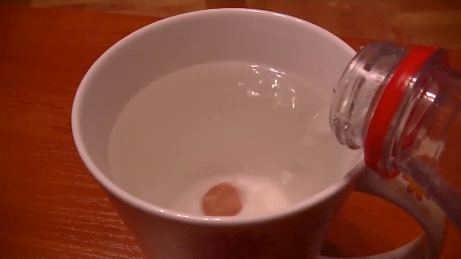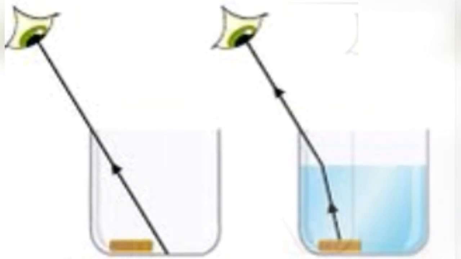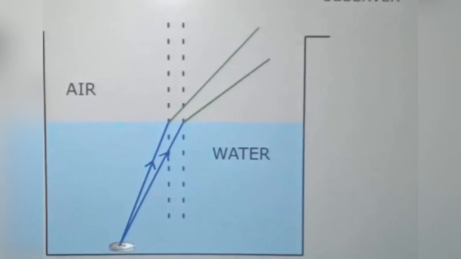Let's go in detail about the activity. When the pot was empty, the edge of the vessel hides the rays reflected from the coin, and hence it will not fall into our eyes. When we fill the pot with water, the rays reflected from the coin travel through water and reach the water-air interface. There, it refracts and bends away from the normal. These rays fall into our eyes.